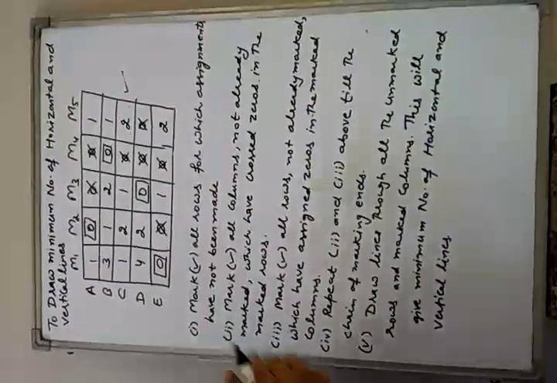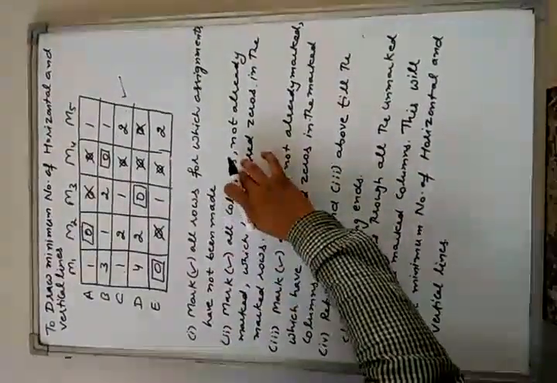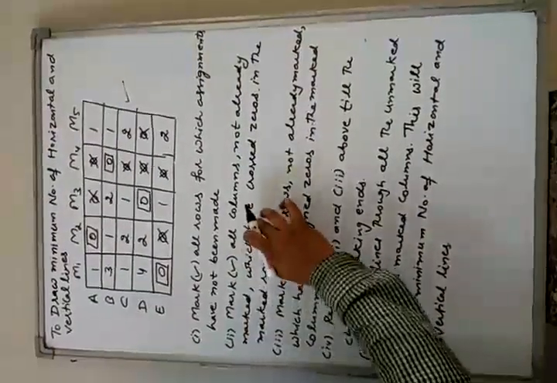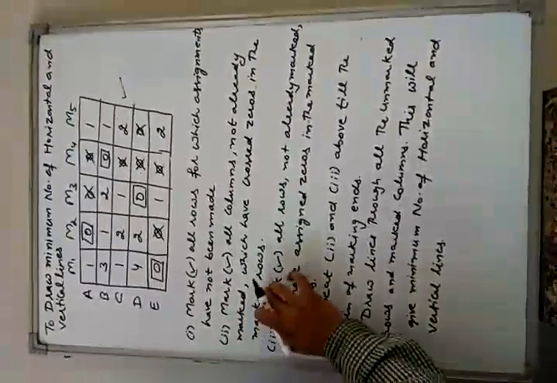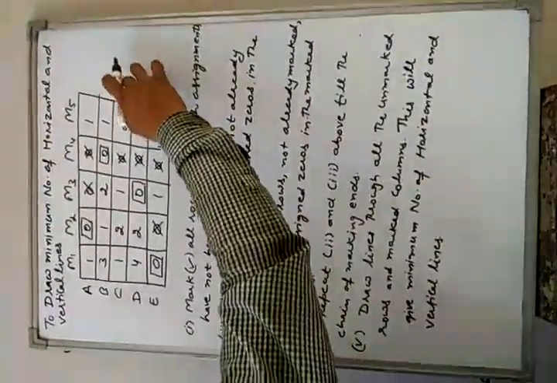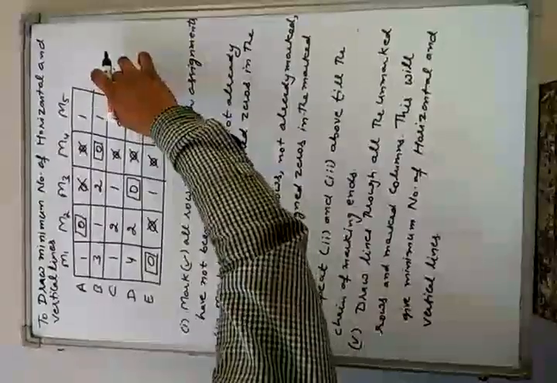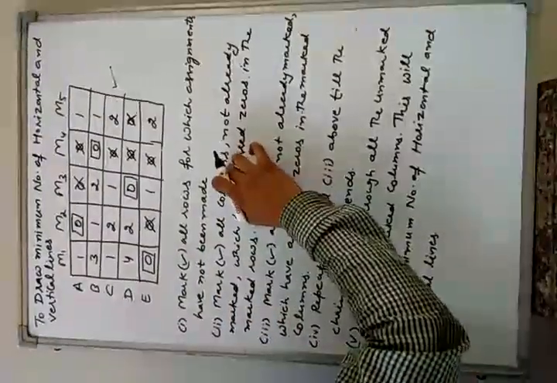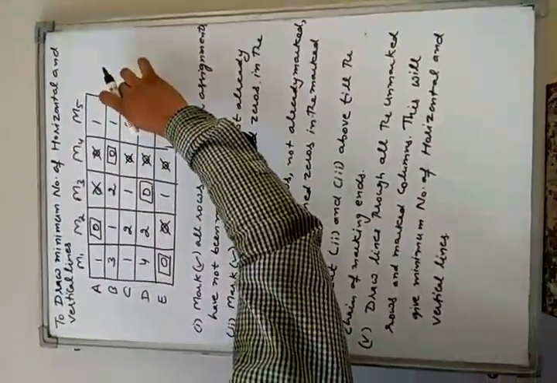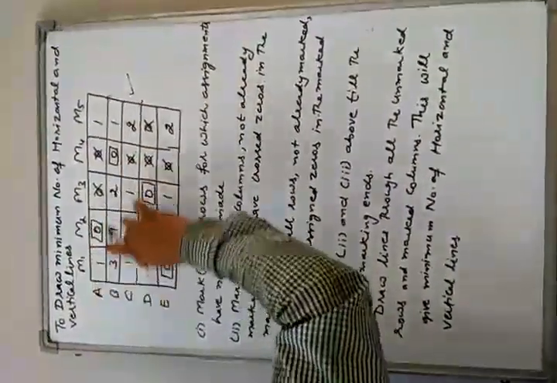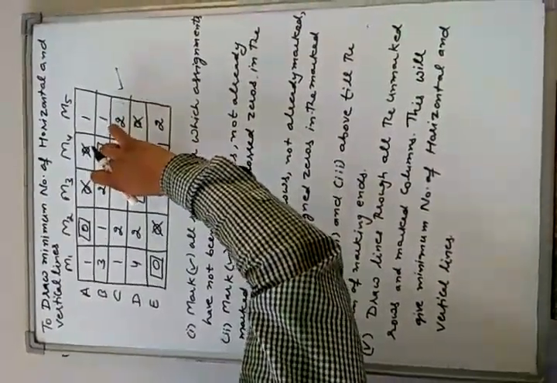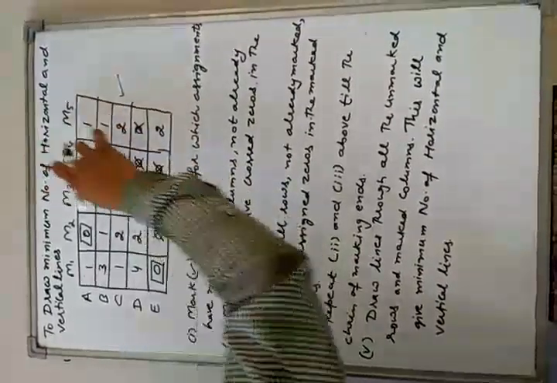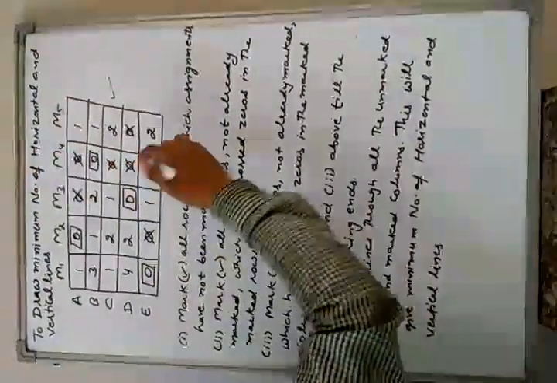After that, the second step is to mark all columns not already marked which have crossed zeros in the marked rows. The important thing is the marked rows. We have marked this row, so we have to check this row. We have to mark that column in which we have a crossed zero. We have this marked row, we check this row. Here the crossed zero is at this place. We mark the column corresponding to this zero, so this column is marked.